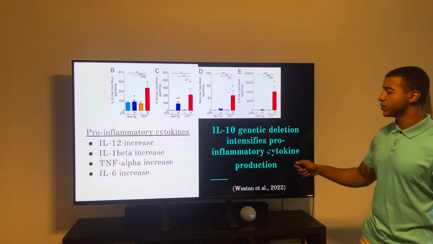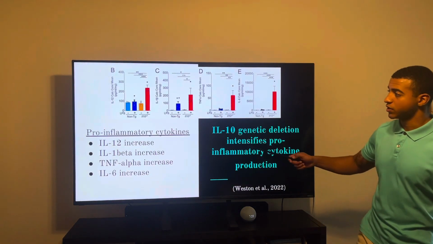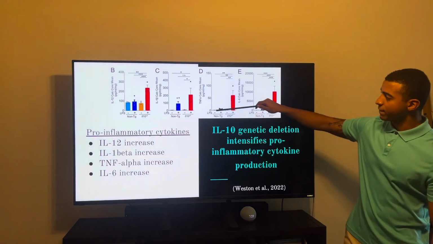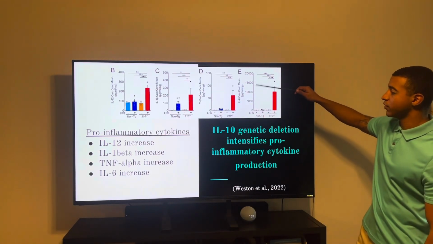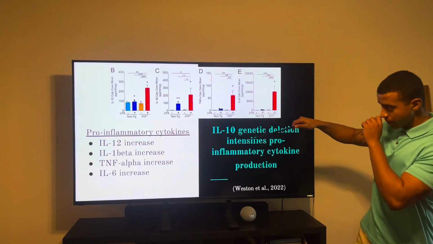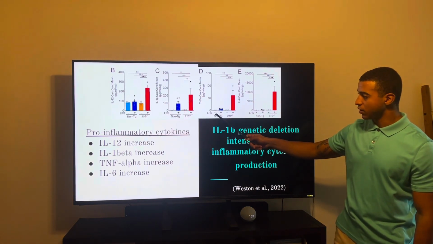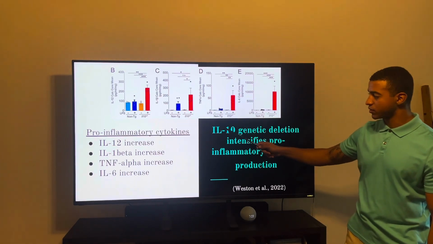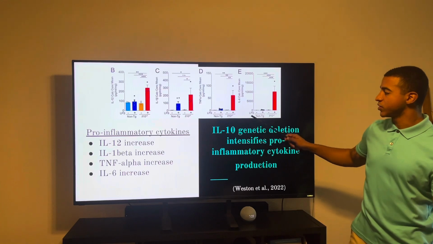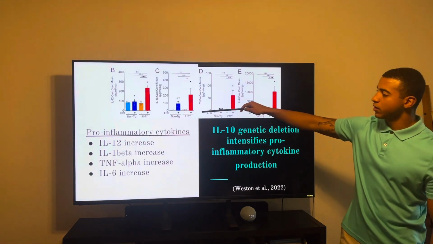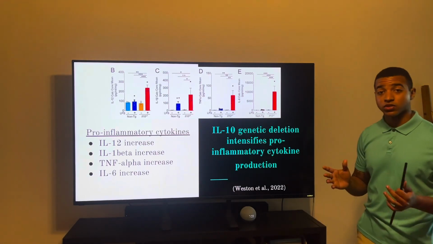What they found first was that IL-10 genetic deletion intensifies the pro-inflammatory cytokine production. As you can see from all these figures, the y-axes are different types of pro-inflammatory cytokines, being the concentrations, and the x-axis is the LPS being not injected or injected with the plus. For the IL-10 knockout mice, with the injection of LPS for inflammation, every single group of these pro-inflammatory cytokines was extremely increased.